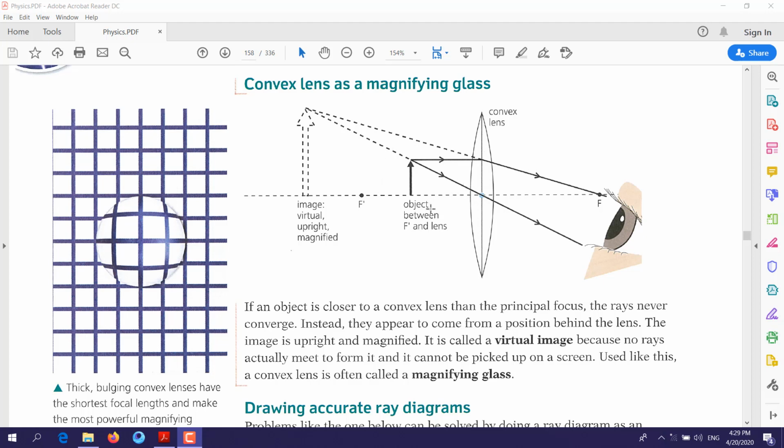So, for images, we said we have two types of images, the virtual image and the real image. We will see here what kind of image will be produced by a convex lens. If an object is closer to the convex lens than a principal focus, the rays never converge. What does that mean? Here we have the lens, and here is the principal focus. Principal focus, we said, is the point at which the rays converge or meet.